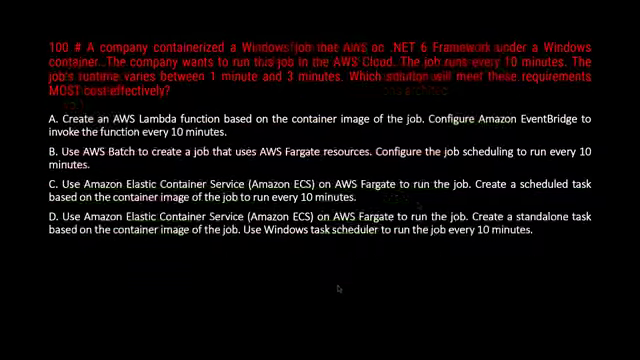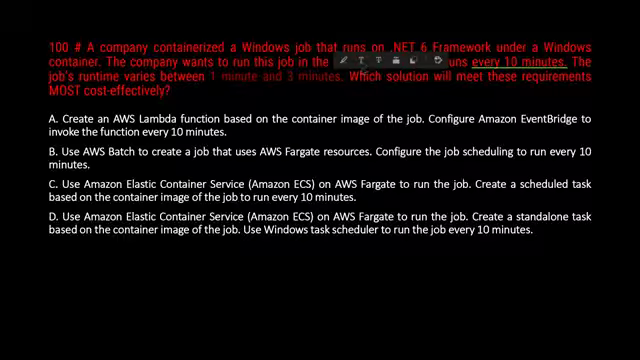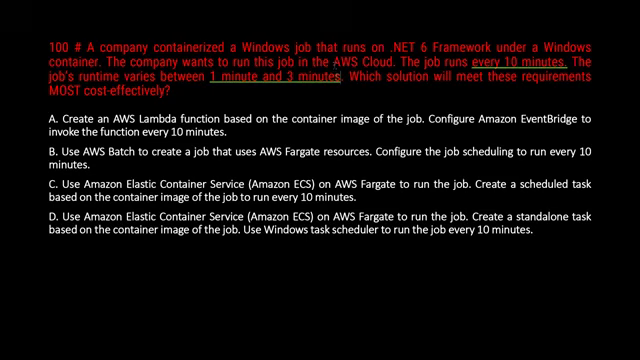That's it. A company containerized a Windows job that runs on a .NET 6 framework under a Windows container. The company wants to run this job in the AWS cloud. The job runs every 10 minutes. The job's runtime varies between 1 minute and 3 minutes. Which solution will meet this requirement? First of all, they are talking about containerized services. So whichever service is not a containerized service, you can eliminate.